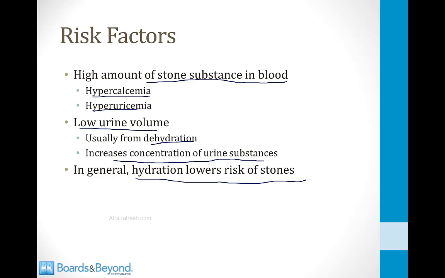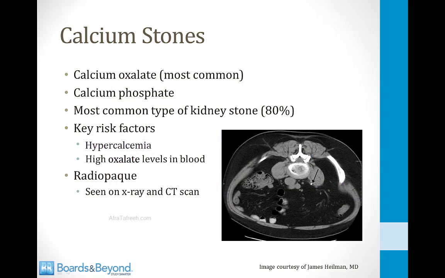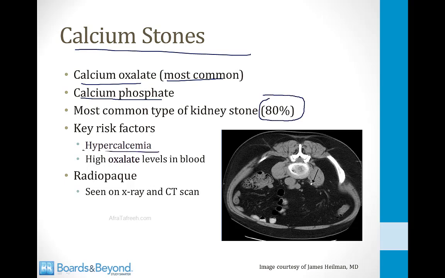So, the first type of stone we'll talk about is the most common type, and those are calcium stones. These are usually calcium oxalate. That's the most common type of calcium stone, but sometimes, less commonly, they're calcium phosphate. And these account for about 80% of kidney stones. Key risk factors are hypercalcemia. So, if you have high levels of calcium in your blood, there's more calcium in the urine and you can form these stones. Also, if you have high oxalate levels in the blood, you can form the calcium oxalate type of calcium stones. And these are radio-opaque stones, so you can see them on X-ray and CT scan.